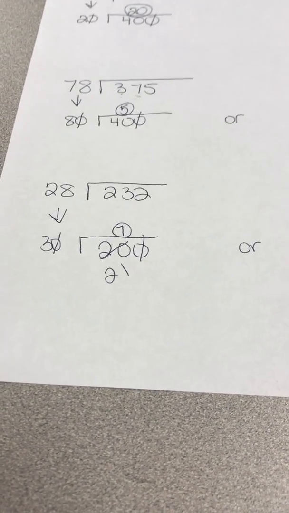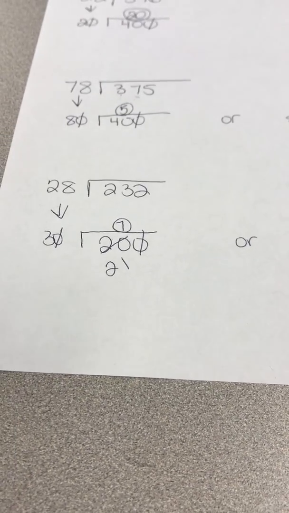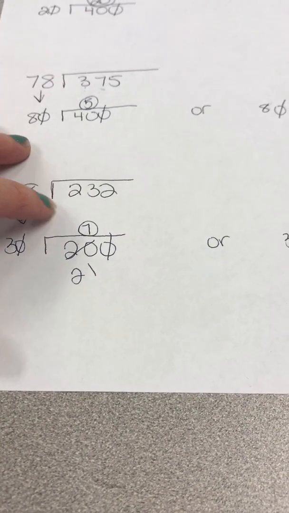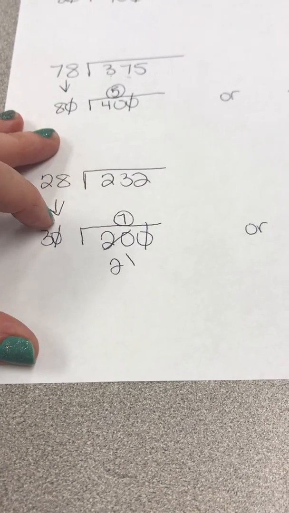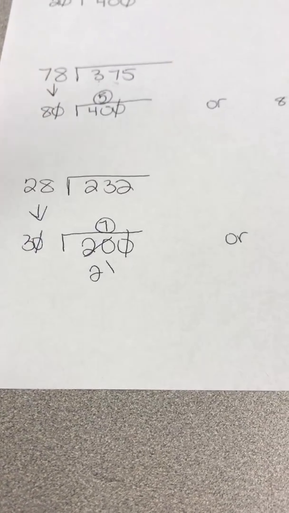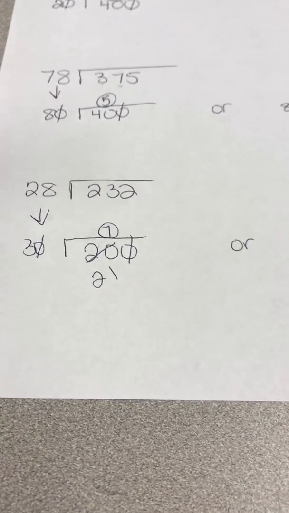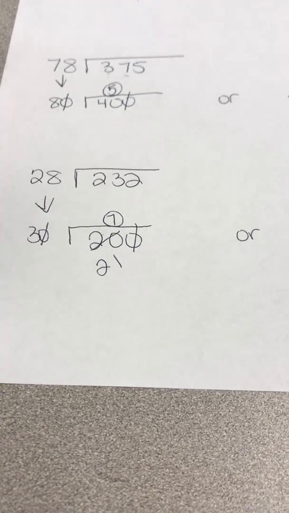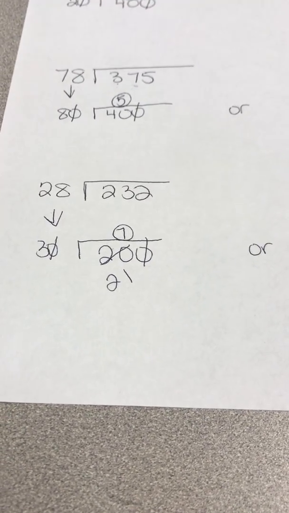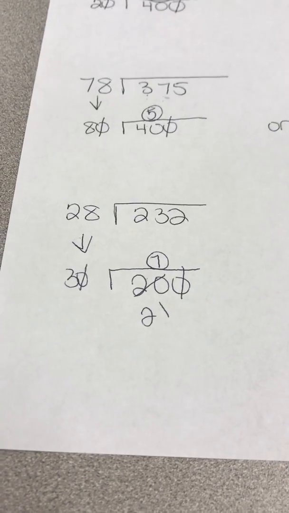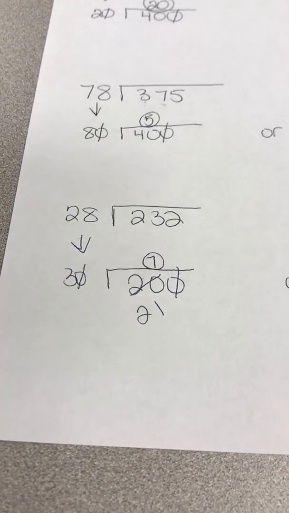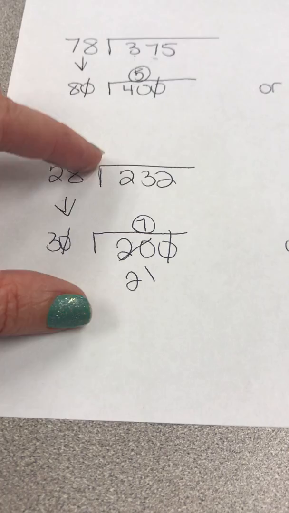I've told my students that you can come up with incorrect answers. If you were to round 232 to 300 and say 300 divided by 30 is 10, that's not going to be a good estimate because you've now adjusted the original numbers so far away from the original value that your estimate is no longer reasonable. So that's why we want to try to stay as close to the original numbers as possible.